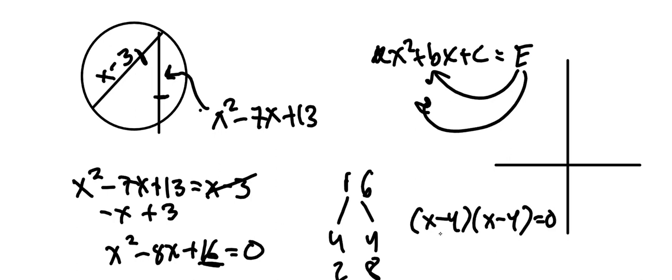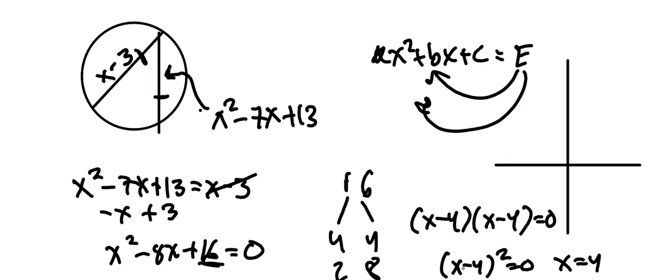Now, we're going to express this in a different way. Two of the same quantities multiplied by each other is just a square. X minus 4 squared equals 0. Essentially, x is equal to 4, and only 4 in this case, because we only have one thing.